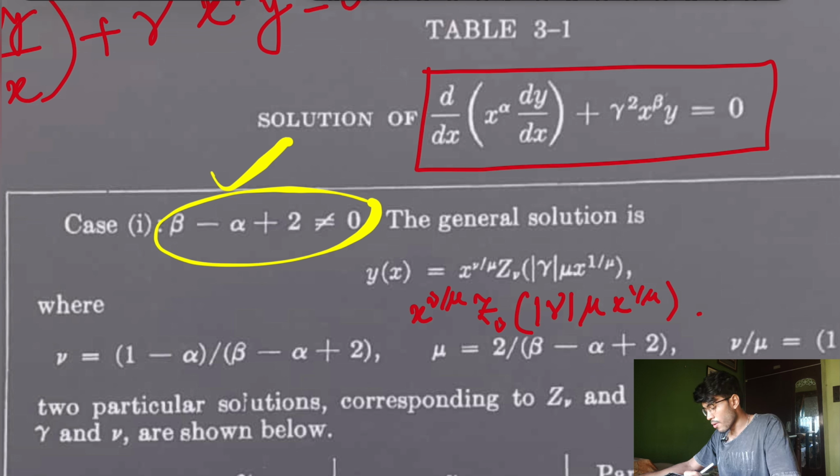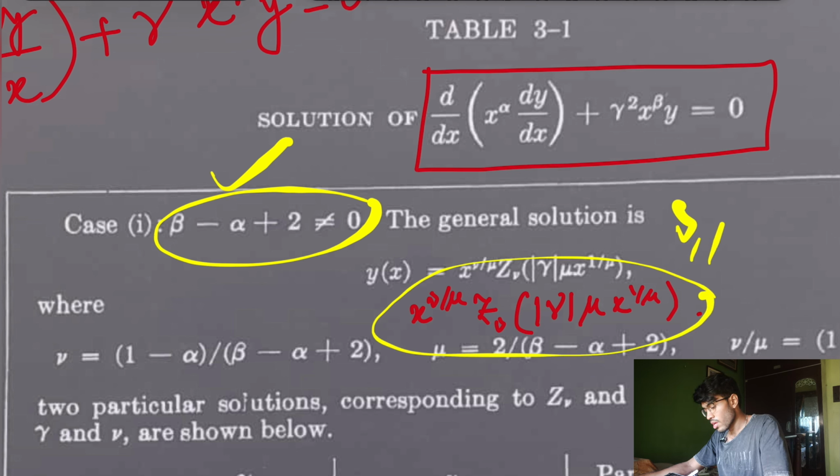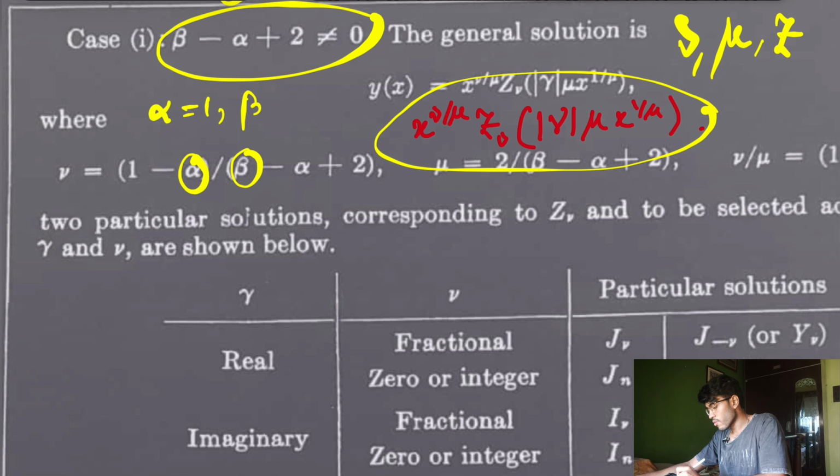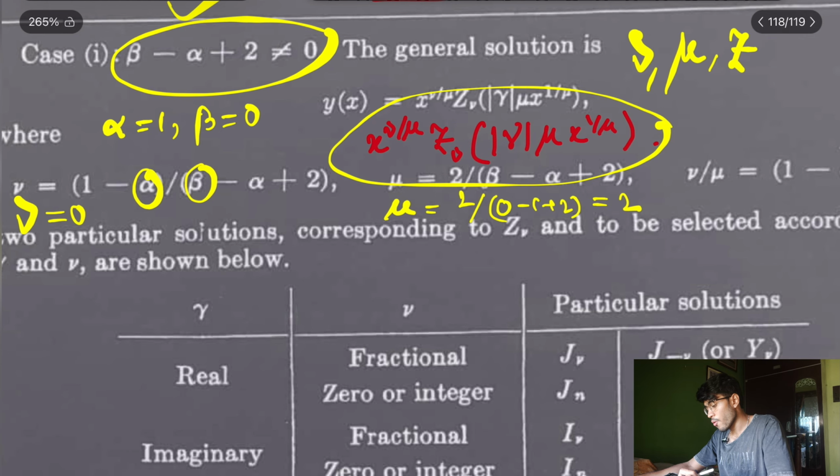Then we know that our general solution will be this. Now we have to find this nu, mu and z. Z is the function that we have to know, and nu and mu we have to find. So nu you can find because you know alpha, you know beta. That is alpha equal to 1, beta equal to 0, so this nu directly comes as 0. And what about mu? Mu is equal to 2 by, beta is equal to 0, alpha is equal to 1, plus 2, so mu is equal to 2. See, we got all the things. Now we have to find z.